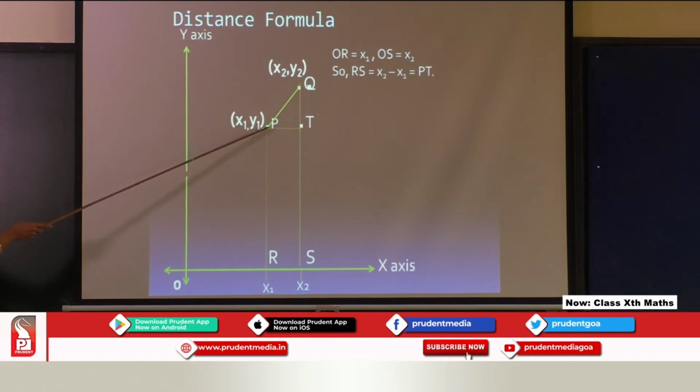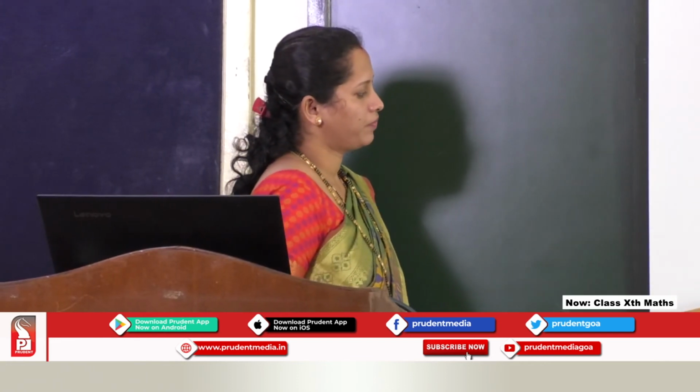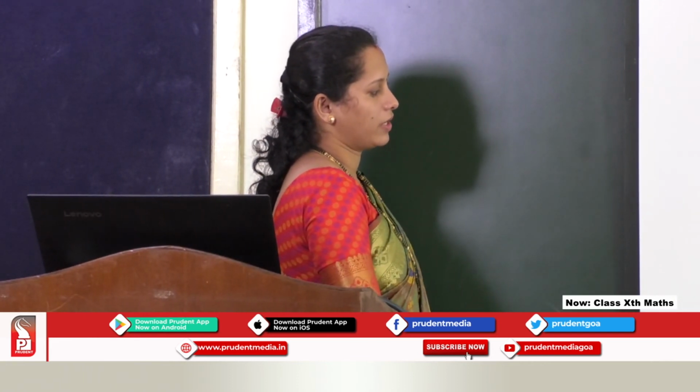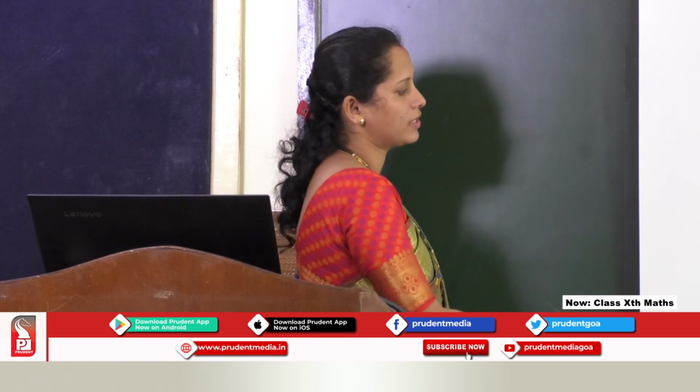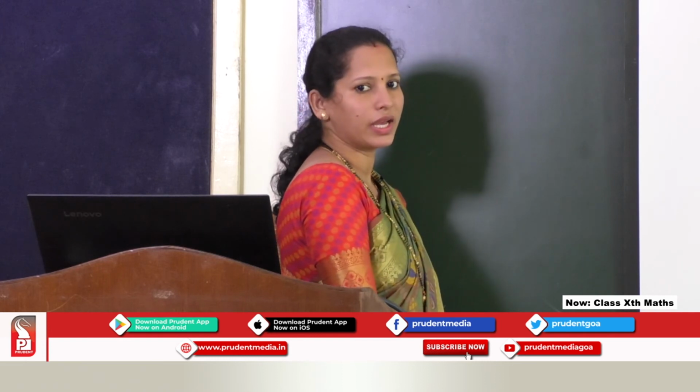So we have already drawn the perpendicular from P to the x-axis, and here this is x1, this is x2. From Q you have drawn the perpendicular to the x-axis that meets at S, that is x2. So now we can find the distance PQ by again using the Pythagoras theorem. So now here OR is x1 and OS is x2. So RS is equal to what? x2 minus x1.